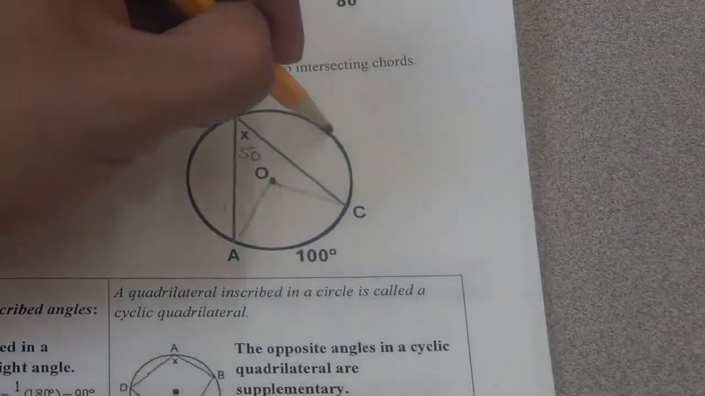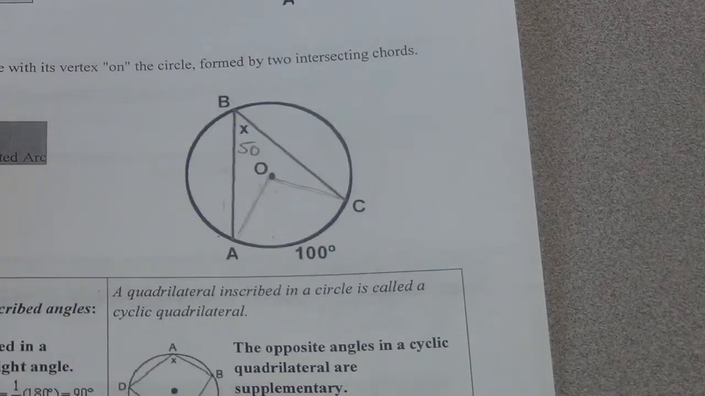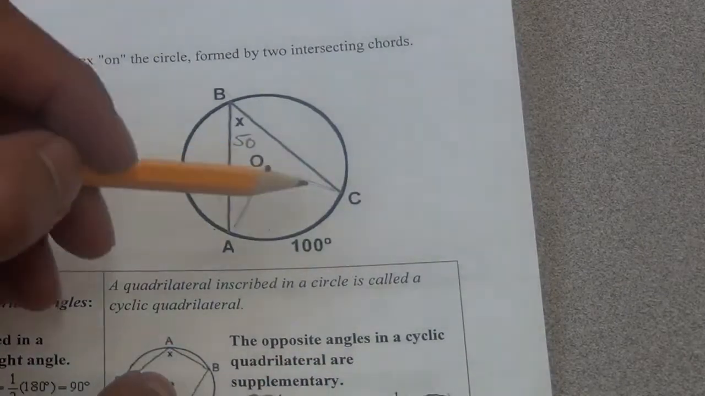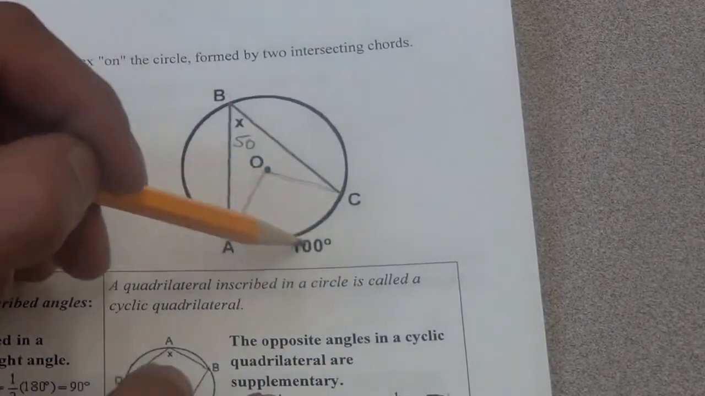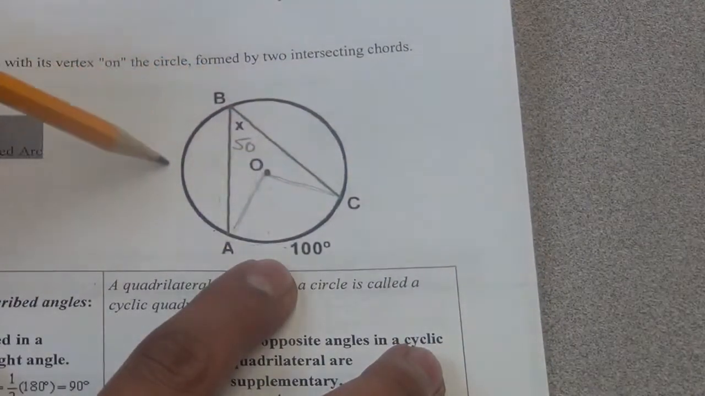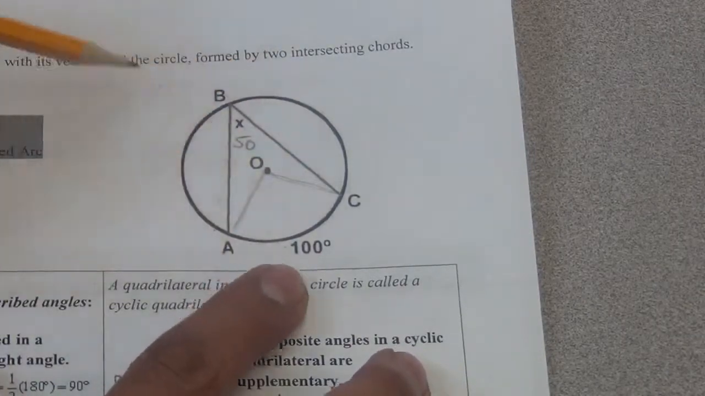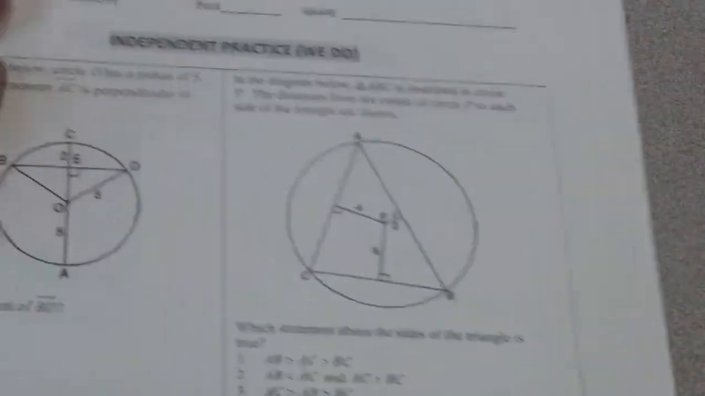A circle, you could say, is a huge arc of 360 degrees. So for example, this arc is 100, then the other part of the arc would be 260, so the whole thing is 360. Cool, let's start doing the problems.